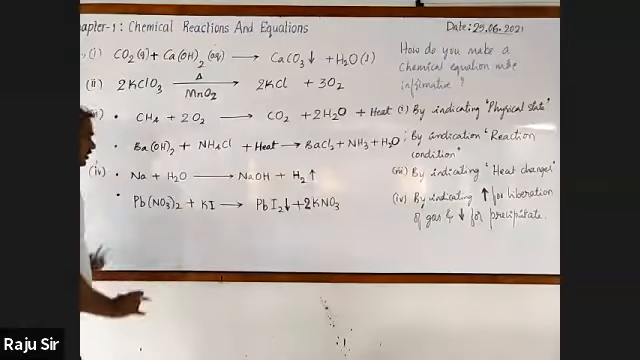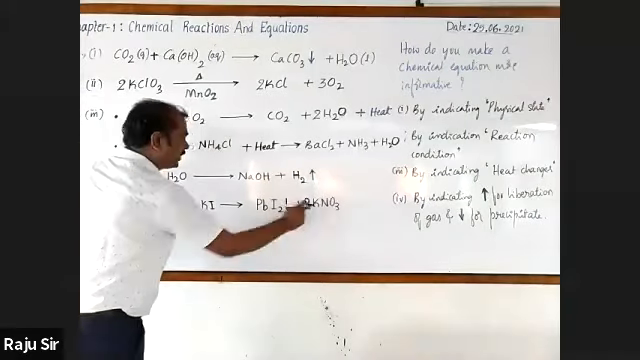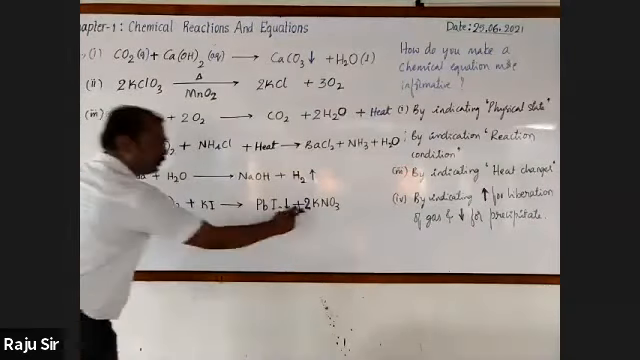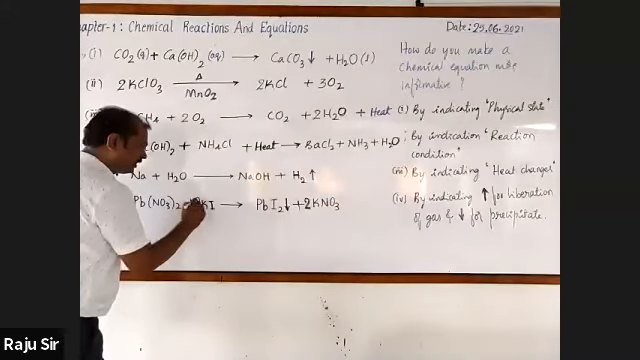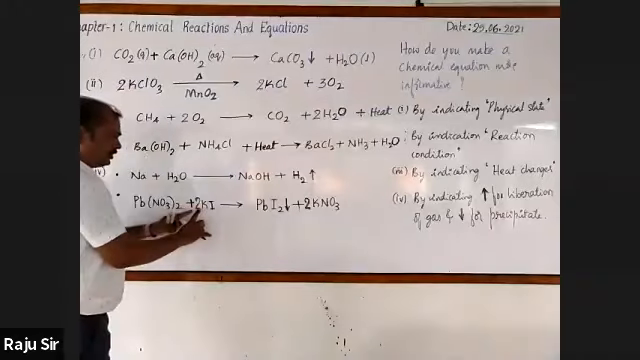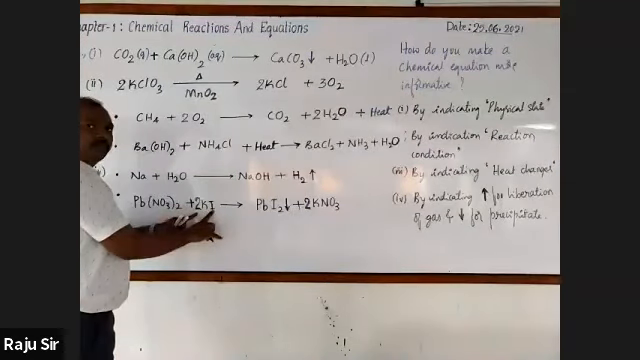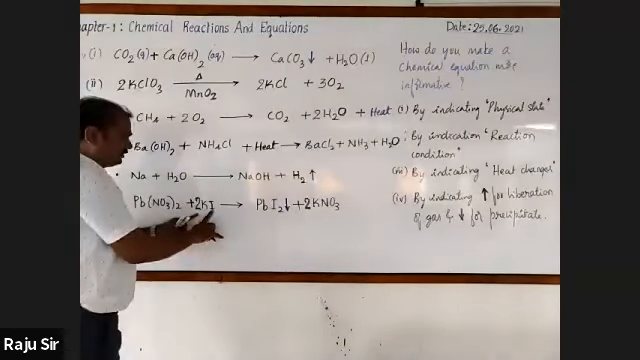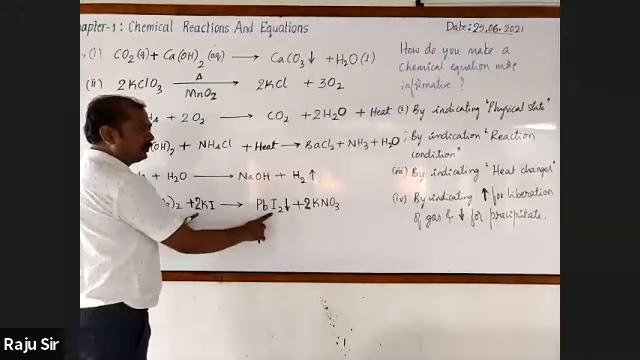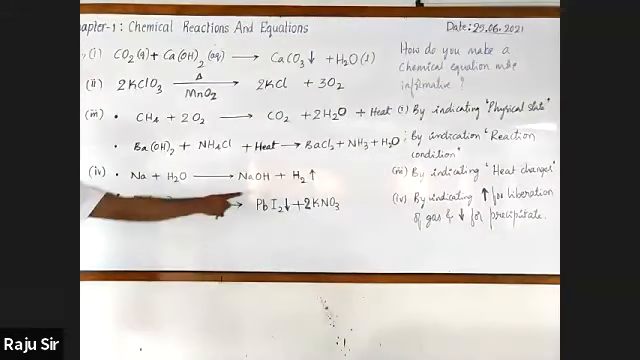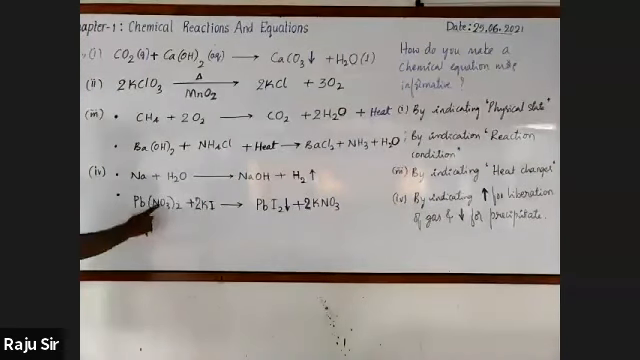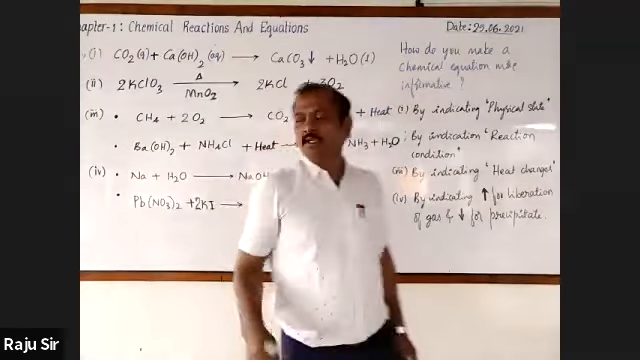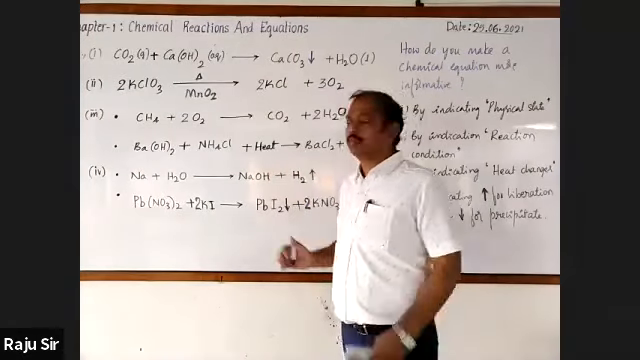Next, potassium iodide. Potassium has 2 atoms, whereas here only 1 atom is there. So I can multiply by 2. Then iodine, 2 atoms here, 2 atoms. Nitrogen, there 2 atoms, here 2 ones are 2 atoms. It is balanced. You can balance this one also.